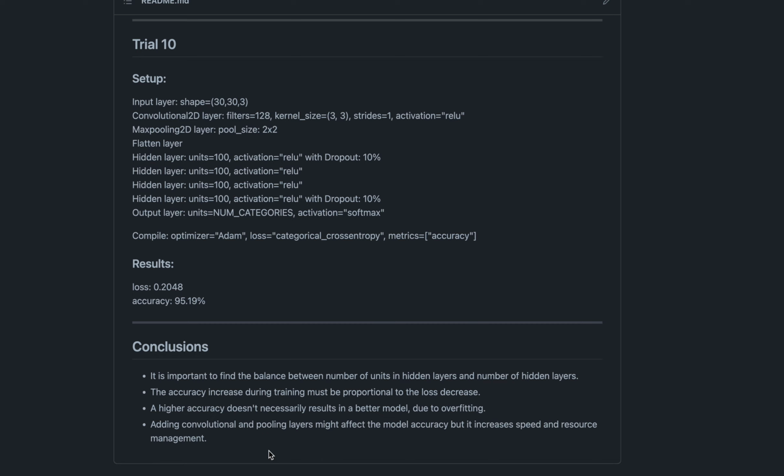I think it is important to find a balance between the number of units in hidden layers and the number of hidden layers to use. The accuracy increase during training must be proportional to the loss decrease. So we must always look out for this. If the accuracy is very high, it doesn't always mean the model is better, because we could be overfitting it. Adding convolutional and pooling layers, as I have noticed, has an effect on the model accuracy, but it can increase the speed and resource management.